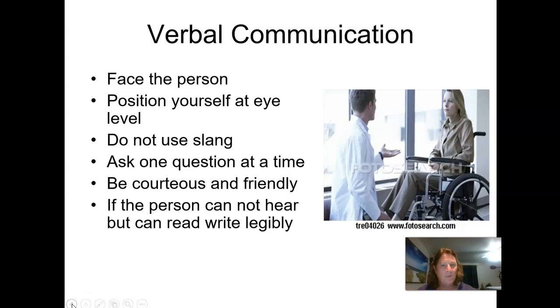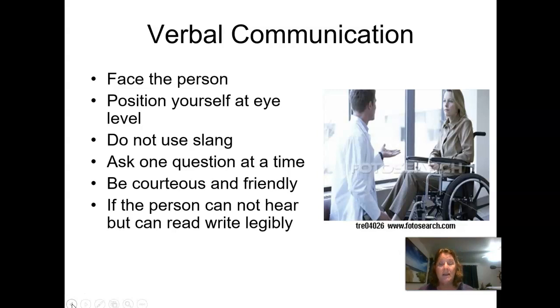One thing you need to keep in mind with our elderly population is it may take them 60 seconds, 90 seconds to even process what you ask them. So it may take a little while before you get a response. So just be patient. Be courteous and friendly.